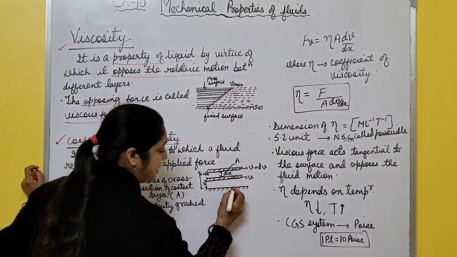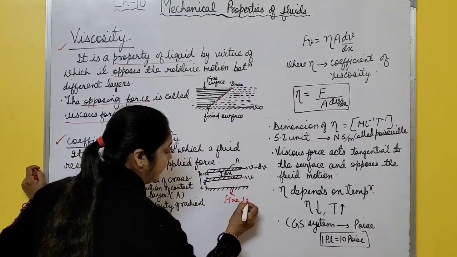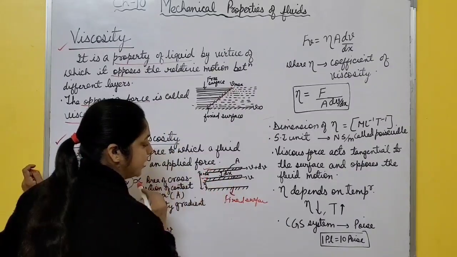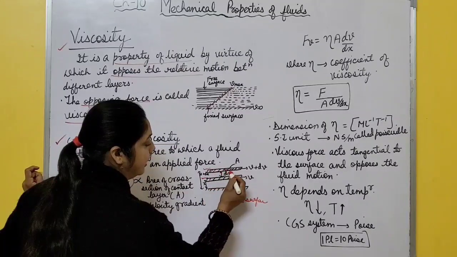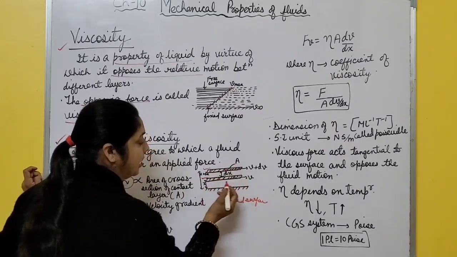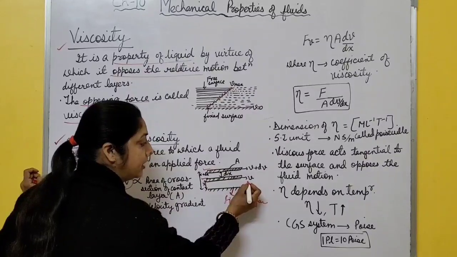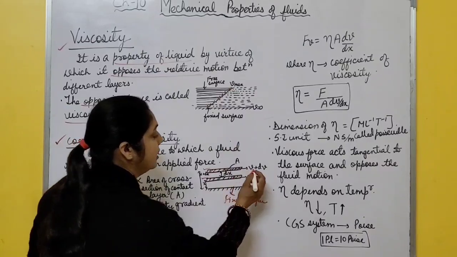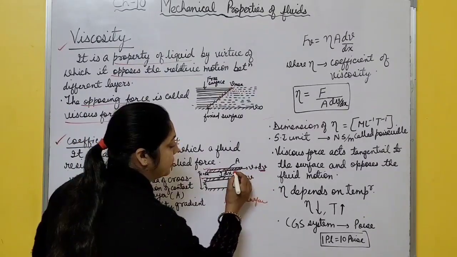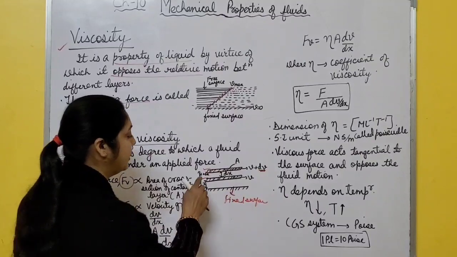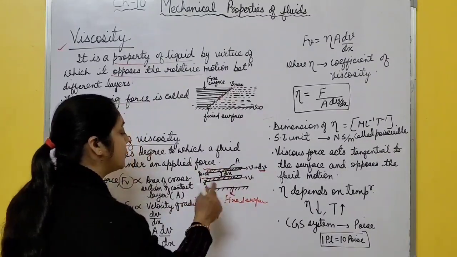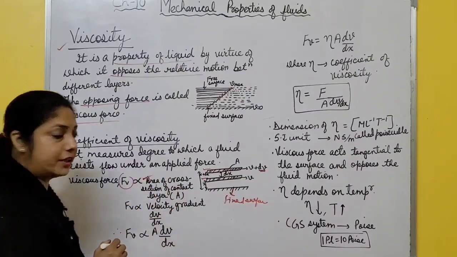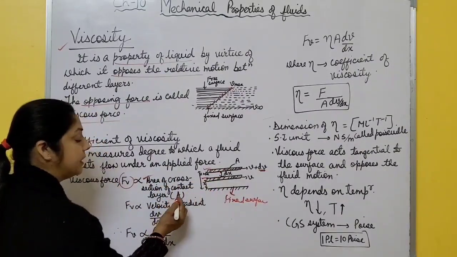Suppose this is a fixed horizontal surface, right? And I am considering two different layers here, the first and the second, and each layer has area A. The lower layer is moving with velocity V, and when you move towards the upper layer, its velocity increases by dv. So the upper layer has velocity v plus dv when you move through a distance dx, right? So the viscous force is directly proportional to the area of cross section of the contact layers. These two are contact layers. So it depends upon the area of cross section.